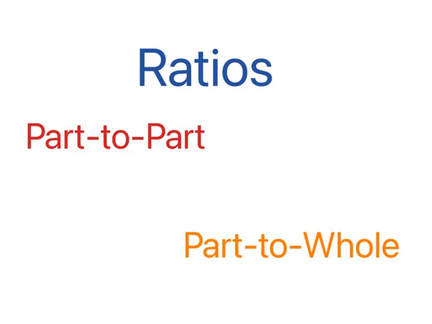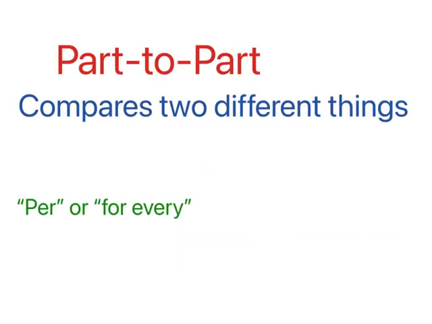Ratios, specifically part-to-part and part-to-whole ratios. Being able to understand the difference between them and how to make sense of these numbers. So first of all, a part-to-part ratio compares two different things, like maybe chocolate chip granola bars to peanut butter granola bars. Two different things. We often talk about these and explain them with words like per or for every. These are the words we use in our meaningful sentences.